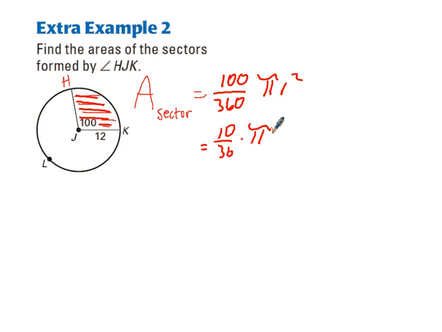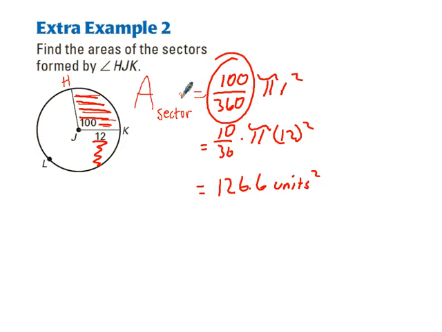They gave us a radius of 12. So I'll put 12 squared, and now I will punch that into my calculator, and I get 126.6. And I look at the units on this. No units again. That disturbs me. Anyways, units squared. And that's how to find the area of a sector. You're looking for a fractional portion of the circle. So 100 degrees out of 360 degrees.